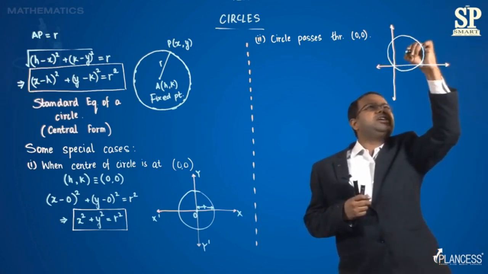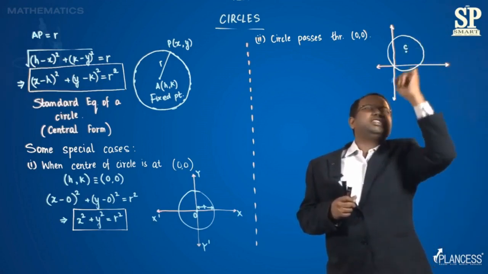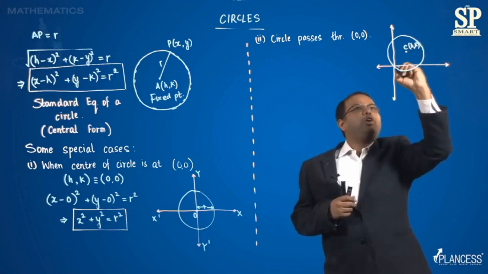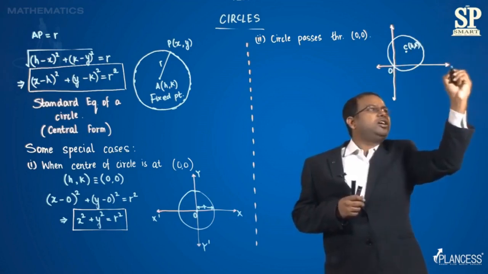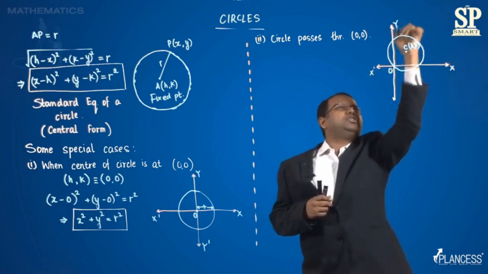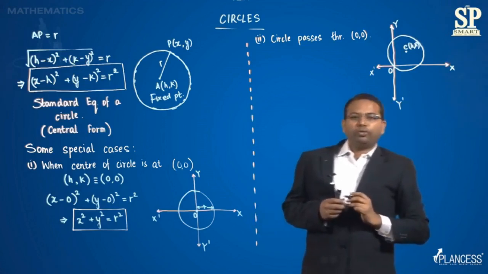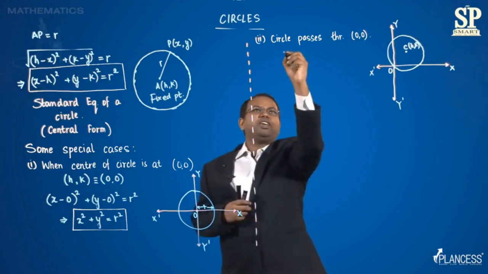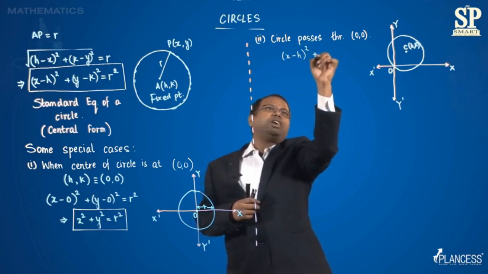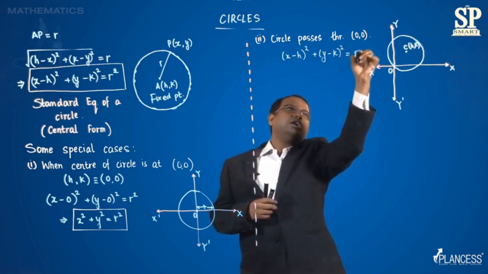So somewhere here we can consider the center. Let us represent the center by a point C having coordinates h comma k. Now we want to write this equation, so let us mark our axis and the origin. Now in order to find the equation of the circle, we have x minus h whole square plus y minus k whole square equal to r square.